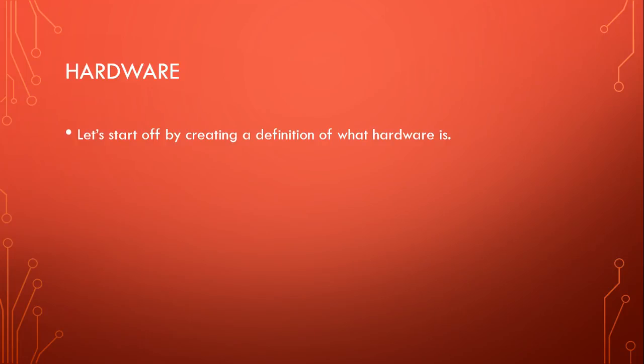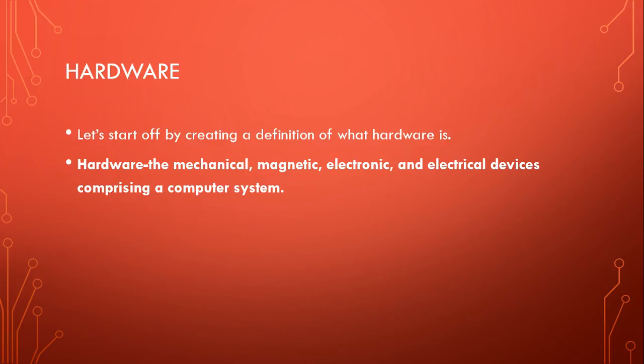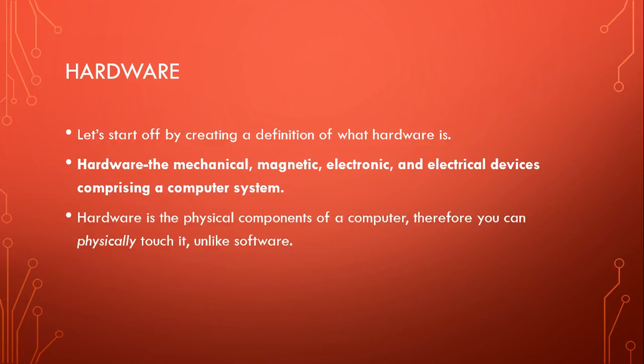All right. Before we do that, though, we need to create a definition of what hardware is. Hardware is the mechanical, magnetic, electronic, and electrical devices comprising a computer system. Hardware is the physical components of a computer. Therefore, you can physically touch it, unlike software. Software, yeah, you can put it on a disk, but you're not necessarily touching the software, you're touching the disk. Hardware is the physical components: your CPU, your memory, your storage. You can actually pick up that component and touch it. You can't touch the data on it, but you can physically touch that object.